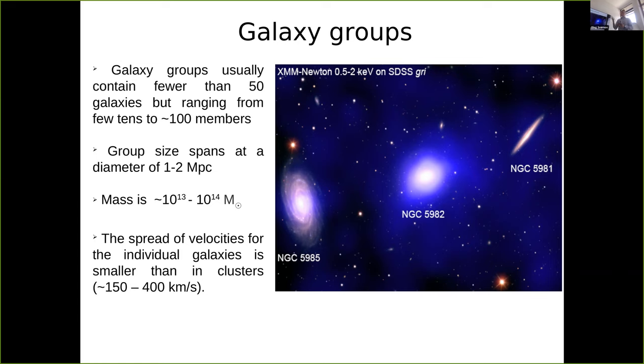They usually contain fewer than 50 group members, but we have seen groups with between 10 and 100 members. The group size is relatively smaller than in clusters, spanning approximately 1 to 2 megaparsecs. Their mass is between 10 to the 13 and 10 to the 14 solar masses. I mean, 10 to the 13 and a half until 10 to the 14 is the gray area of the transition between groups and clusters. The spread of velocities of the individual galaxies in groups is also relatively smaller than in clusters, between 150 and 400 kilometers per second.